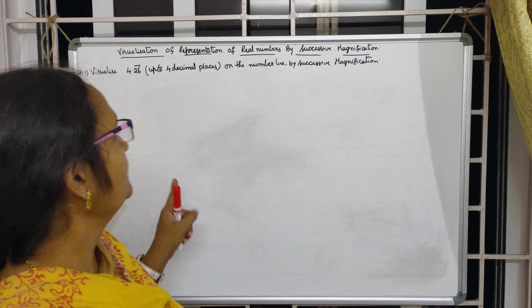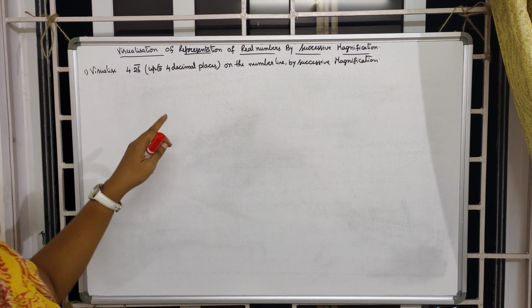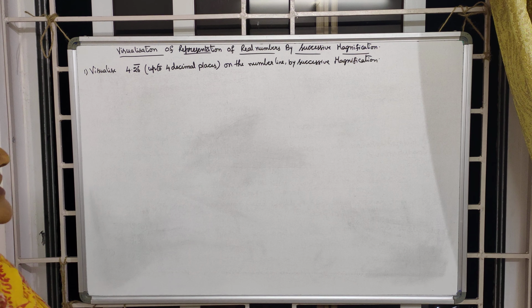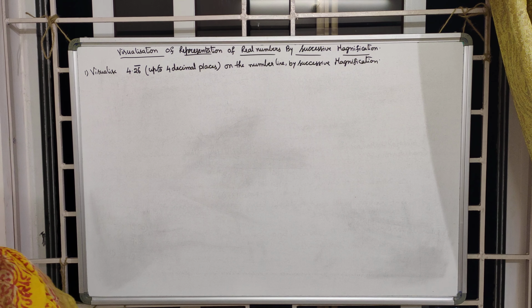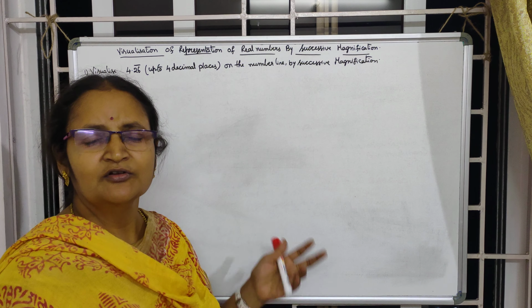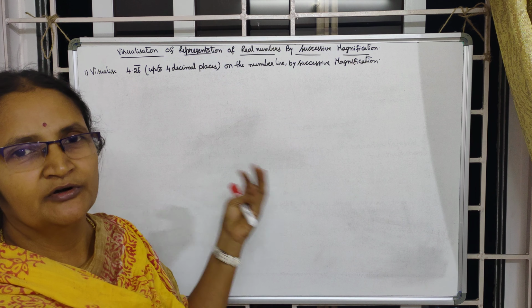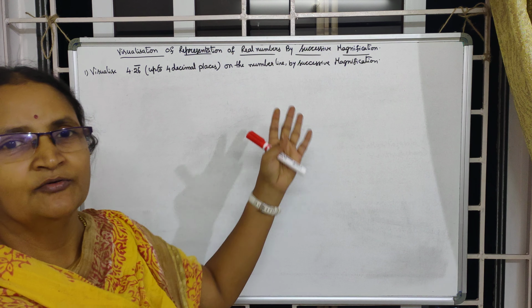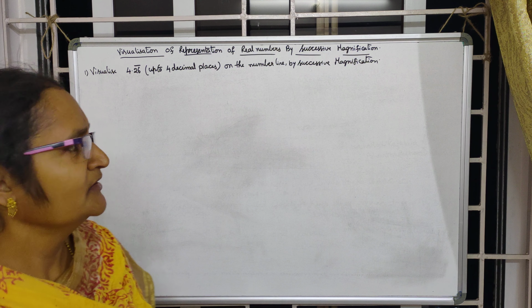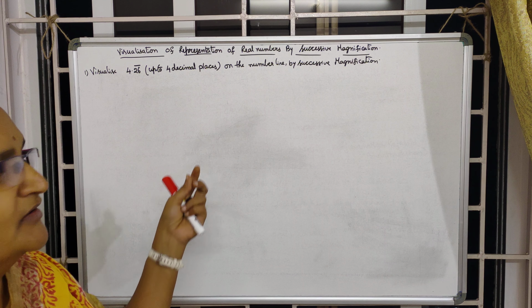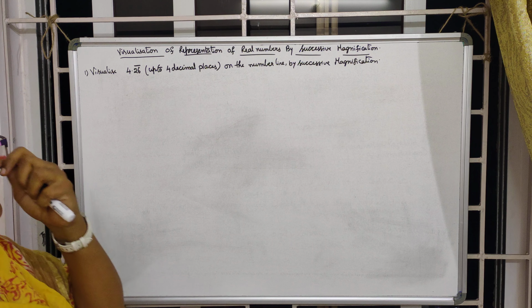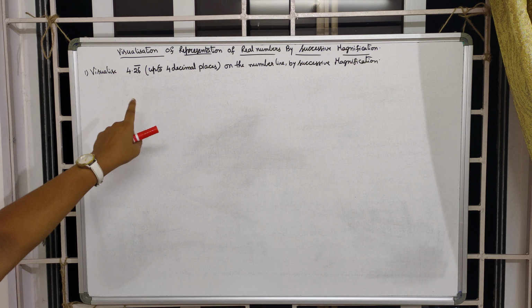Everyone, in this video we are going to learn about visualization of representation of real numbers by successive magnification. This is also another method to see rational numbers on a number line using the successive magnification method. This is a very interesting and easy one also. Here, first of all, I have taken this sum.